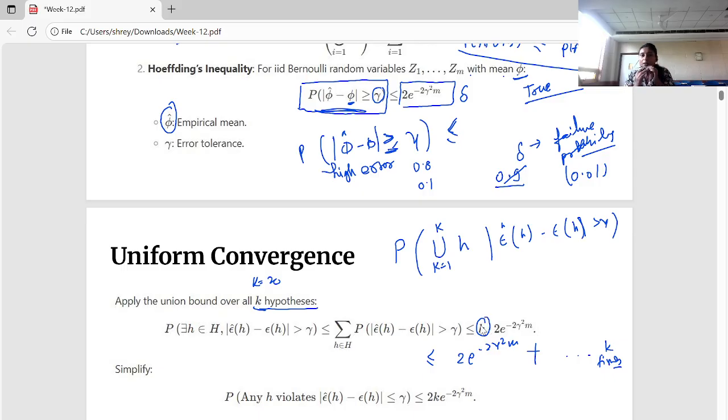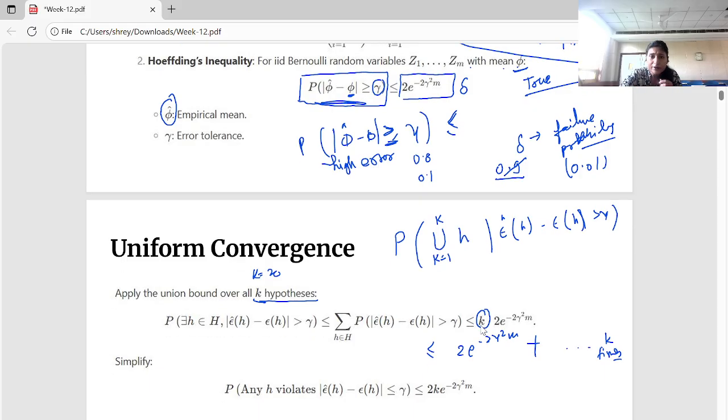So why I have included these two things at the start is because I wanted to find the probability, the union, over all hypotheses of a high error between the generalization and empirical error. It means I want to calculate the probability of the error between the empirical and generalization error for all the hypotheses. That's why the union bound is going to be used for all hypotheses, and for the difference between the empirical and generalization error, Hoeffding's inequality is going to be used.